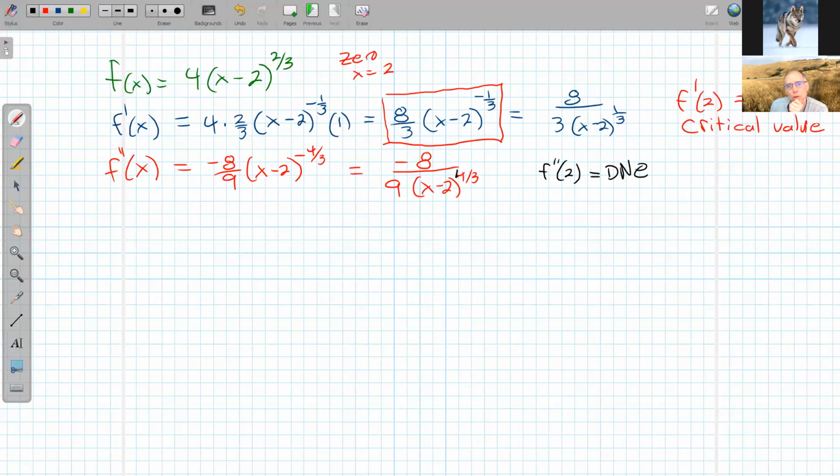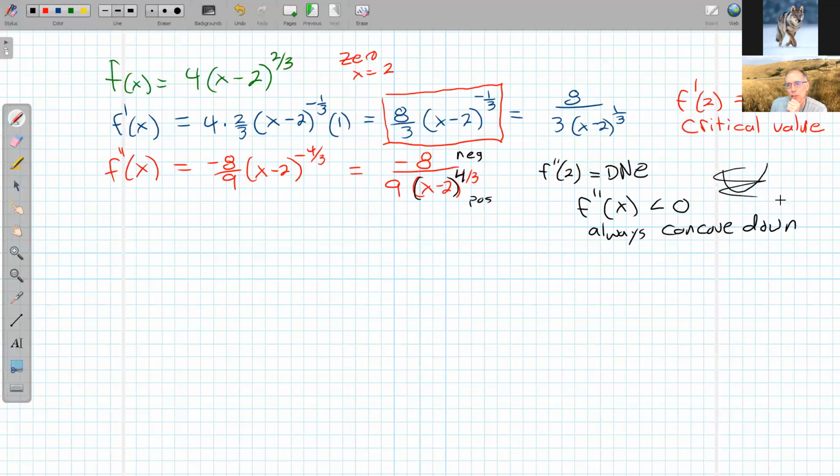Otherwise, we have a fourth power here, which means no matter what we plug into the base, that fourth power is going to make it positive in the denominator. The numerator is always negative. So for other x values, f double prime of x is negative over positive, which is less than 0, which means this original function is always concave down. So if it's always concave down and we have a critical value at 2, that means we should have concave down. Oops, that's concave up. Concave down, we should have a max at 2 based on this information.